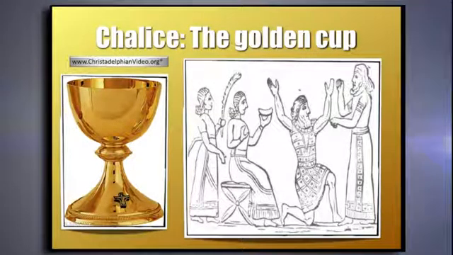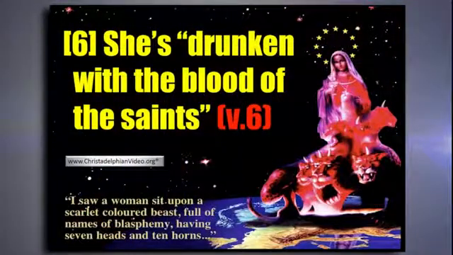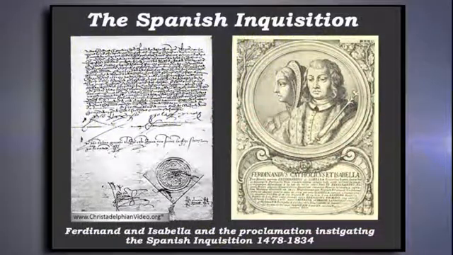And we know, if we trace the history of the chalice, it's Babylonian. That's where we first read of the chalice in history. And so this is Babylon the Great, the mother of harlots. She's drunken with the blood of the saints. And we've already mentioned here the Spanish Inquisition. This is King Ferdinand and Queen Isabella in Spain that signed with the Pope the Spanish Inquisition.